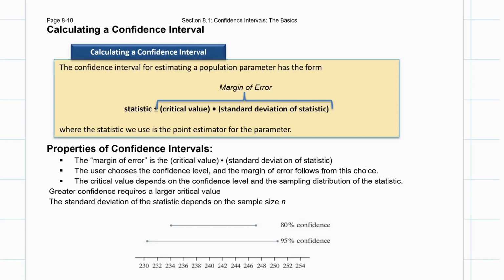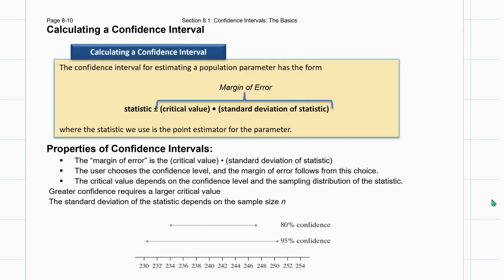This is a recording of the second half of the 8.1 lecture. It's going to go through some of the properties of a confidence interval and will provide a foundation for sections 8.2 and 8.3.